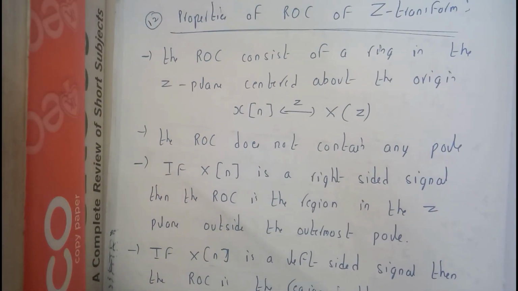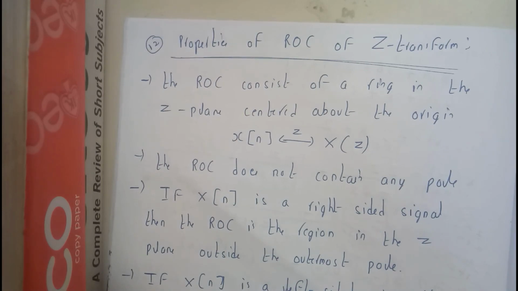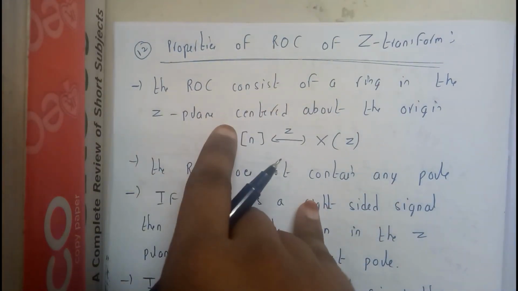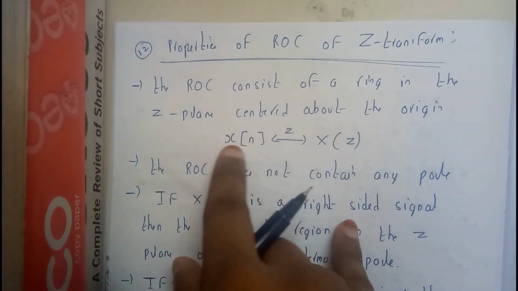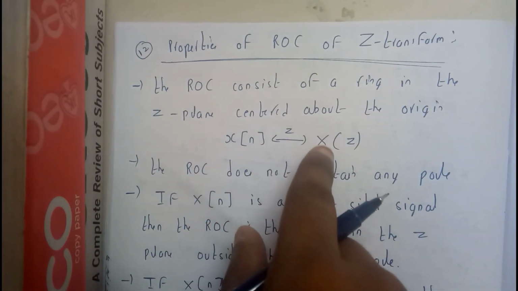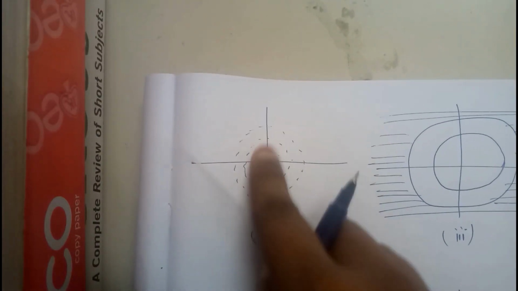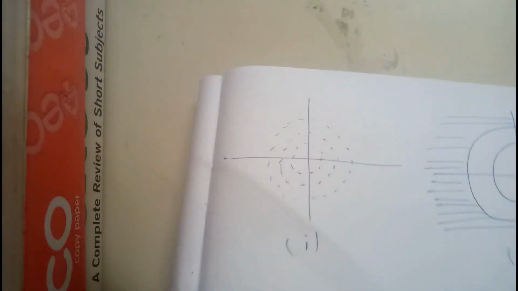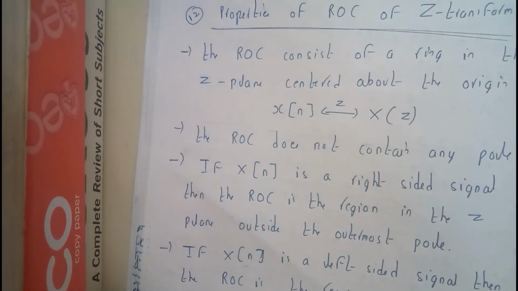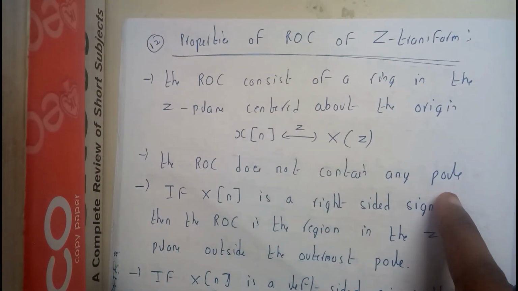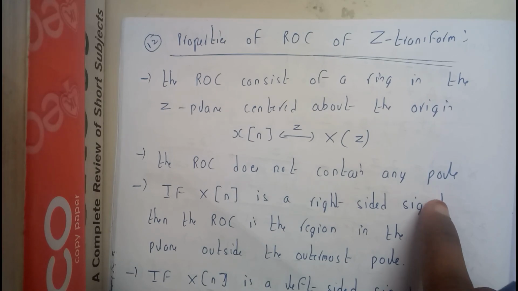So let us go through some properties guys. Properties of ROC of Z transform. The ROC consists of a ring in the Z transform plane centered about the origin. Its Z transform is x of z, and its inverse transform is x of n. It is something like this guys, on an axis there will be so many circles. That is what we call the ROC of Z transform. The ROC does not contain any poles guys. This is a note point to be remembered. It does not contain any poles.